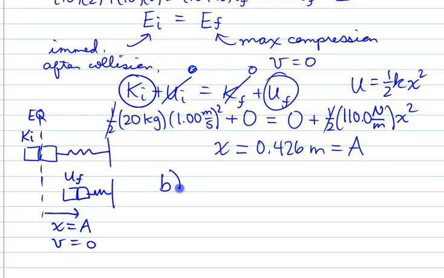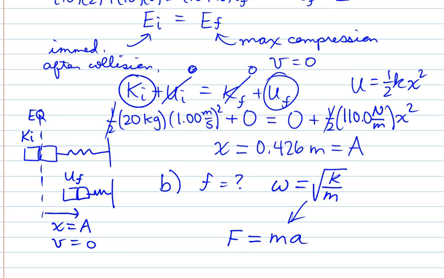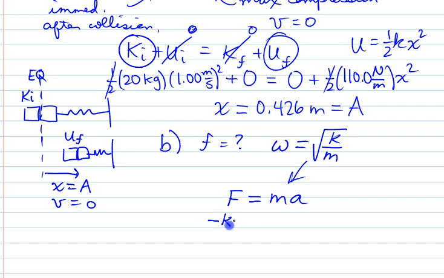Okay, so in part B we're asked to find the frequency, and in order to do that we need to find the angular frequency, and for a mass on a spring this is given by the square root of k over m. As a reminder, this comes from solving an equation where the force is equal to mass times acceleration, the force is the spring force, negative kx, and a is the second derivative of x with respect to time.